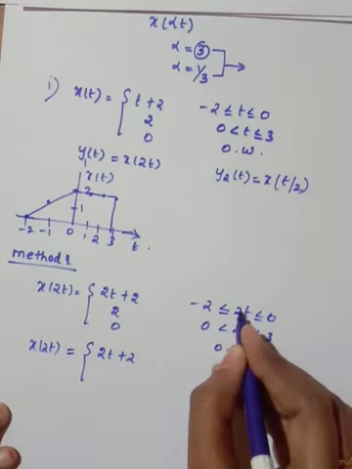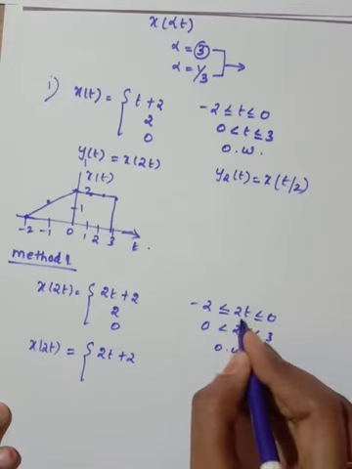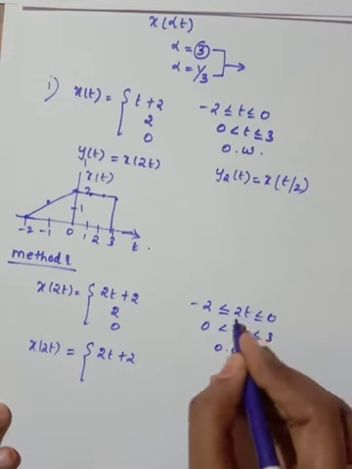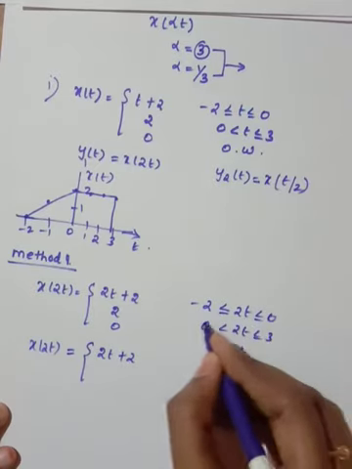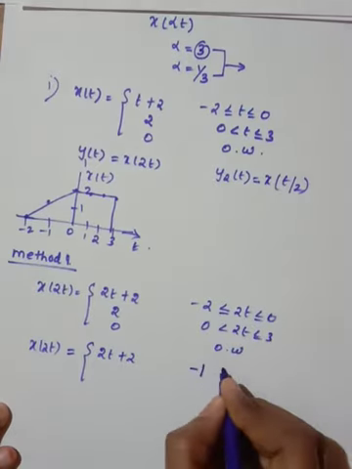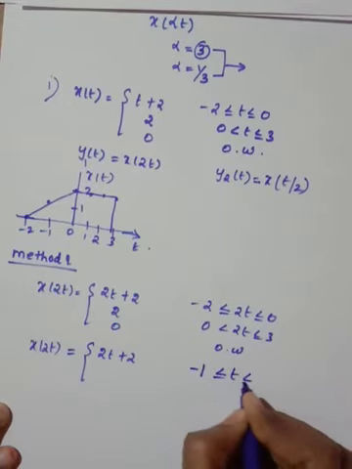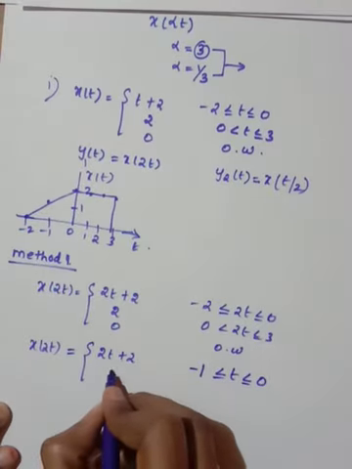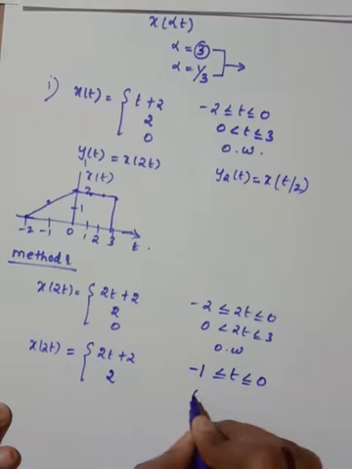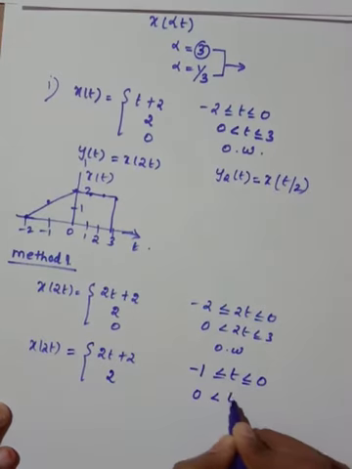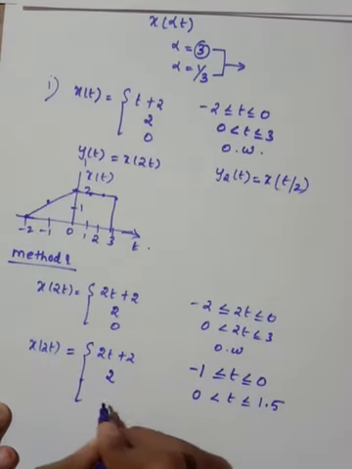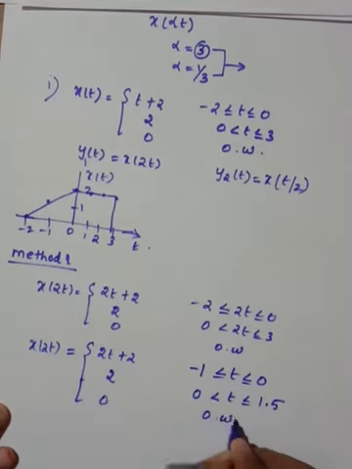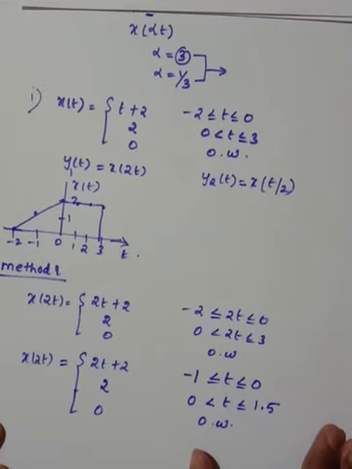Here you need to remove this 2 so that you have t alone, so divide by 2 on both sides. You will get minus 1 less than t less than or equal to 0, and for the other range, 0 less than t less than or equal to 3 by 2. So 3 by 2 is nothing but 1.5, and 0 otherwise. Now I am going to draw this signal.